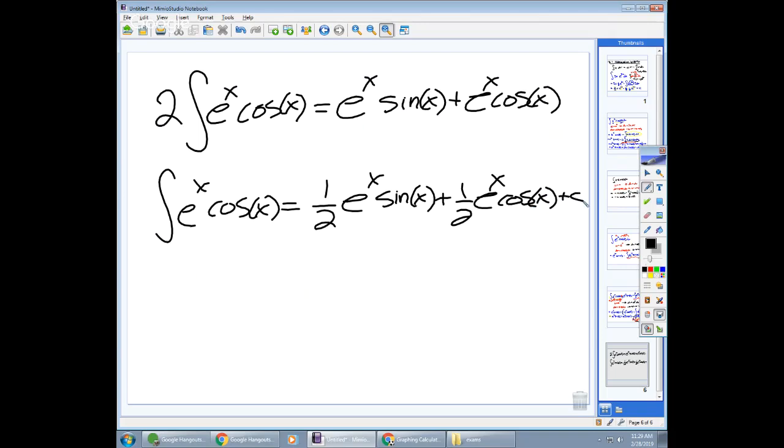Is there a dx in that integral? Oh, sorry, I'm being illegal again.